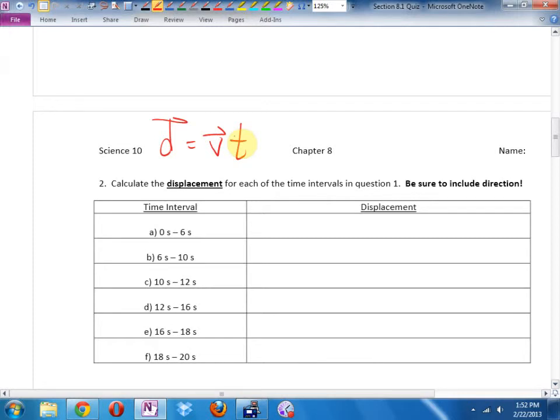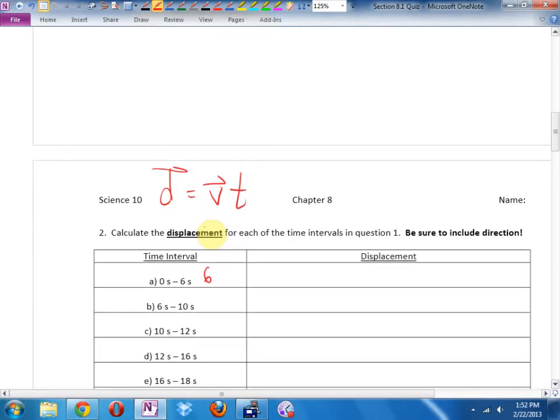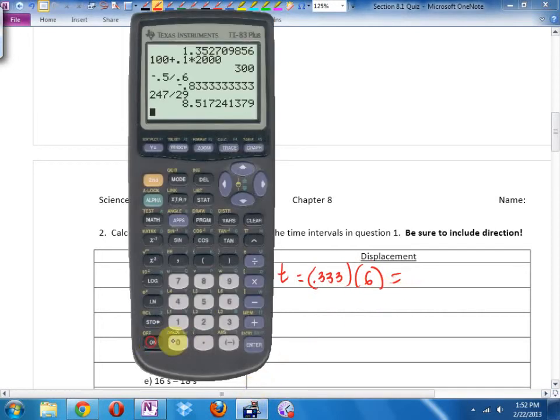Justine, in part A, from 0 to 6 seconds, how many seconds grand total is that? And in part A, what was my velocity? 0.3333. That must mean my displacement is velocity times time. It's going to be 0.3333 times 6 seconds, 1.9999.